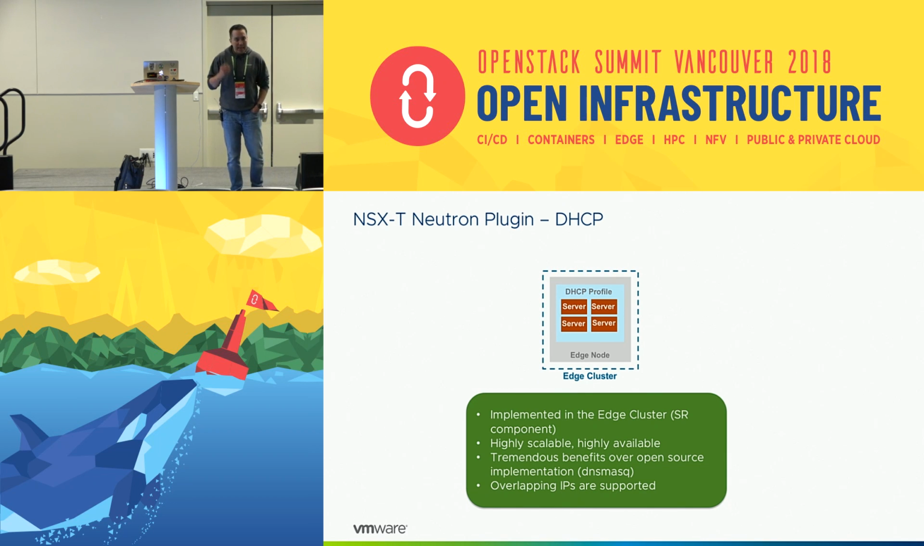DHCP, again, is a stateful service that runs in the edge cluster. And the big highlight here, what I really want to highlight, is that we're not basing this DHCP implementation on dnsmasq. And that's a good thing, because if you've dealt with dnsmasq, you're probably aware of the limitations and some of the problems that exist there. So we replace that with our own DHCP implementation. We can scale to thousands and thousands of endpoints in this architecture.